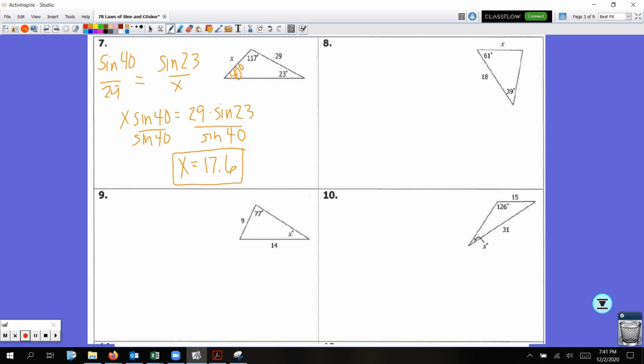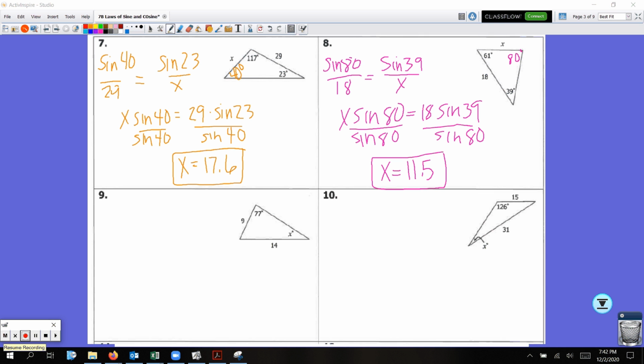All right, number 8, exactly the same. Let's just have a look here. Actually, why don't you pause the video again and see if you can get this one on your own and check your answer in a minute. All right, so for number 8, you should have realized the missing angle measure was 80 degrees, set up your proportion, and get X equals 11.5.